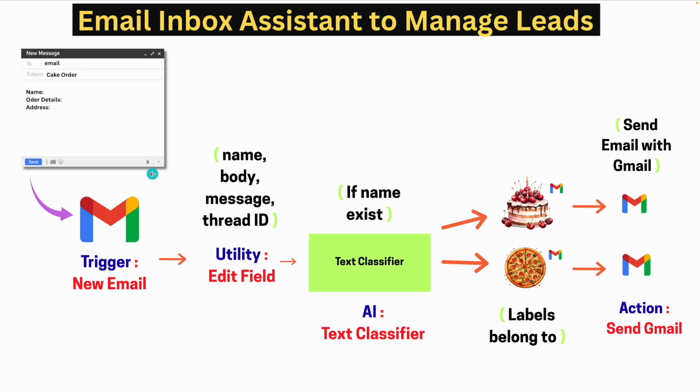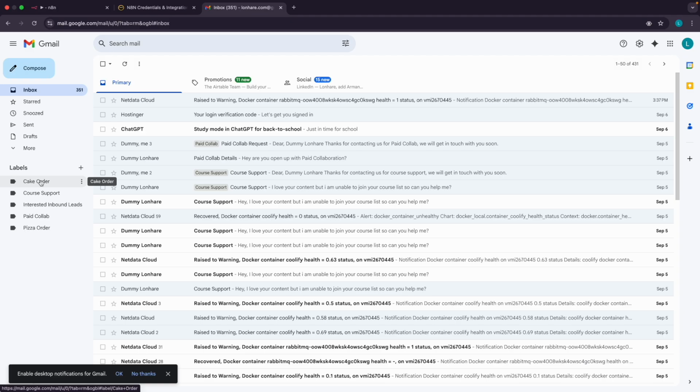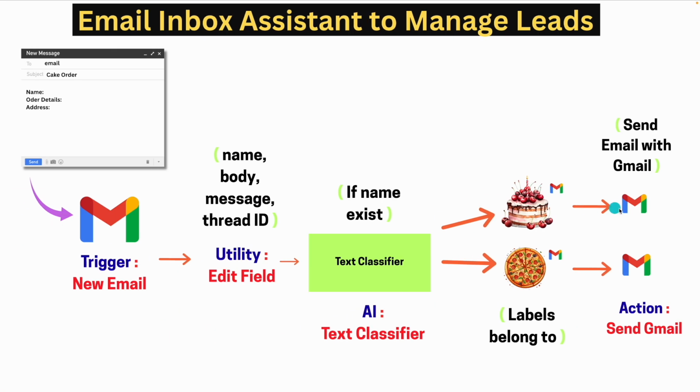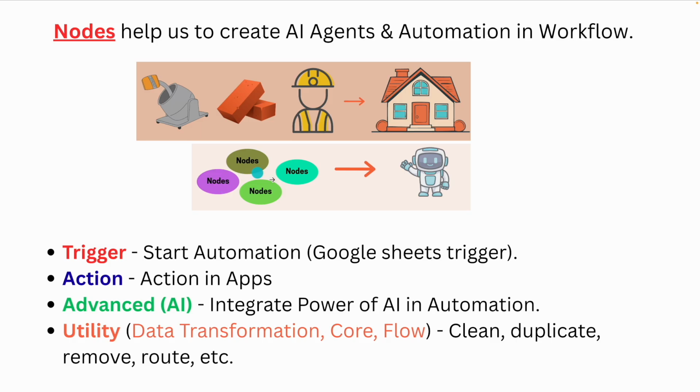What we will do first is, whenever someone sends us an email, our automation will start, and we will label it. That means if it's related to cake, it will go to cake, or to pizza. And then we will also send an email with the confirmation that thank you, we have received your order. So that's the simplest automation we will create, and the purpose of this automation is to teach you about all the nodes, make you practical with N8N, and show how the nodes work.